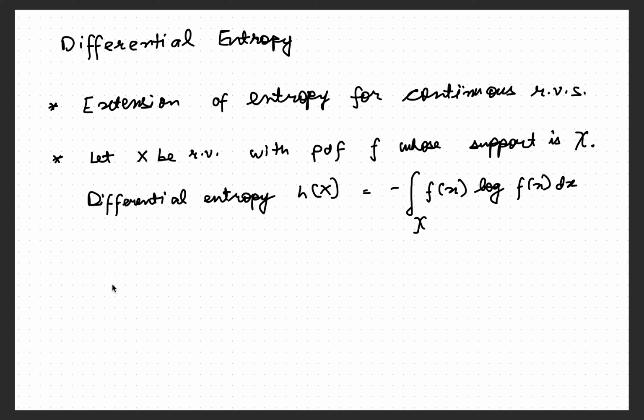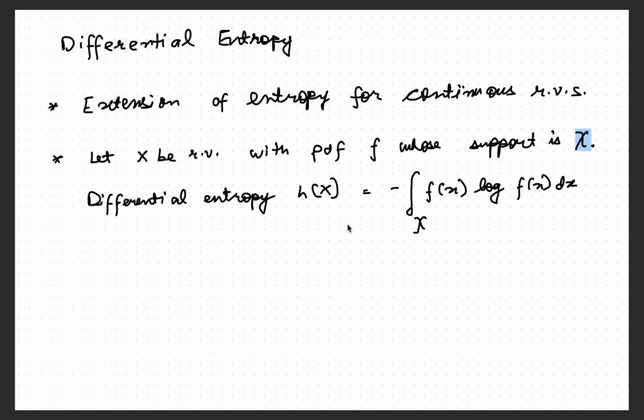Entropy for the discrete case, for discrete random variables. We'll now be studying what is known as differential entropy, which is just an extension of entropy for the case of continuous random variables. And if capital X is a random variable whose PDF is f and has a support of script X, this weird symbol indicating the support of the PDF for the random variable.